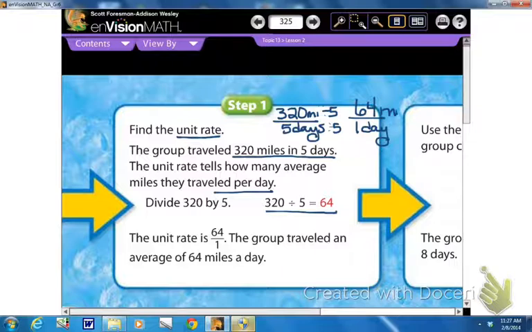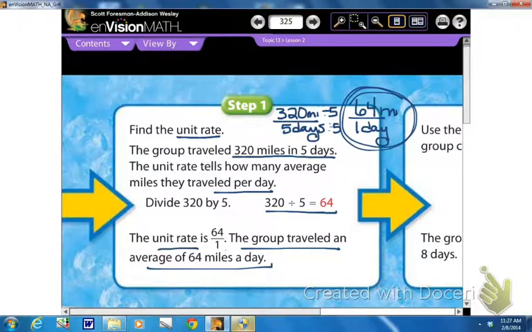Now think about it. They want to know how far they traveled in 8 days. If you get the unit rate, how far they traveled per 1 day, you can figure out how far they would travel in 8 days or 100 days, however many days you want. So the goal is to get your unit rate to figure out and solve this proportion here. So the unit rate is 64 miles per day. The group traveled an average of 64 miles per day.